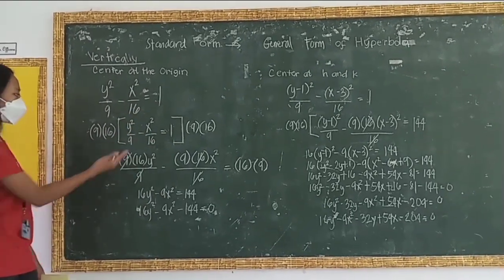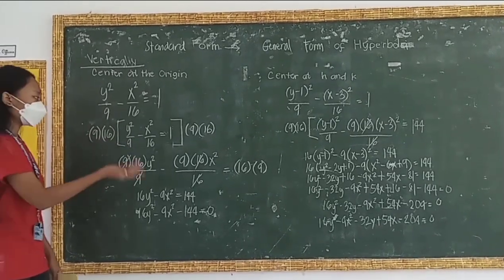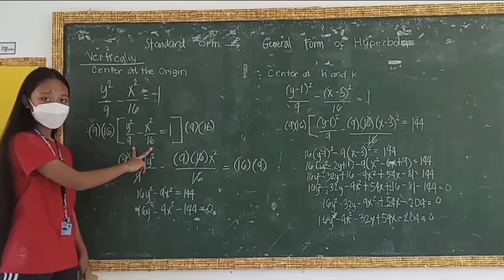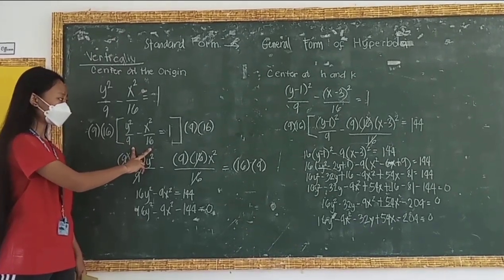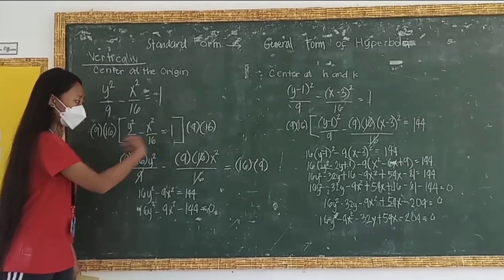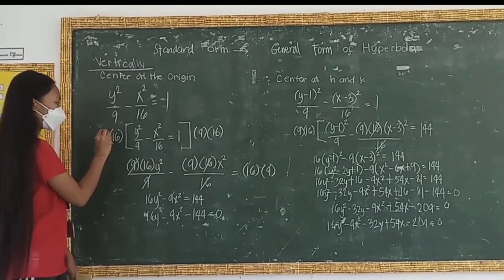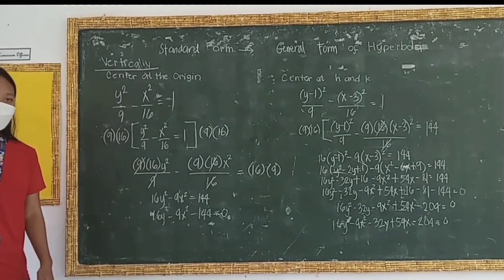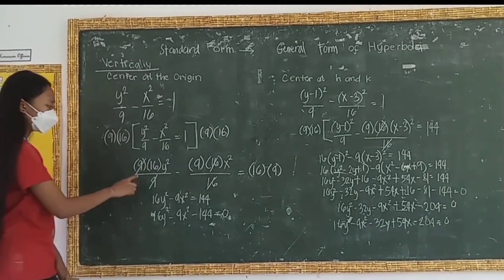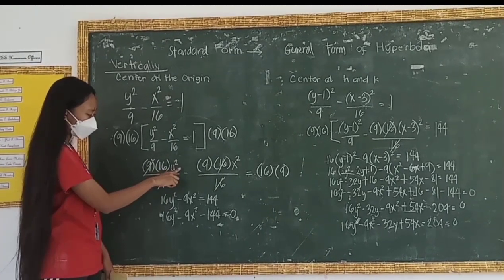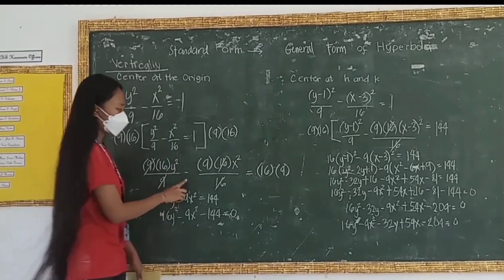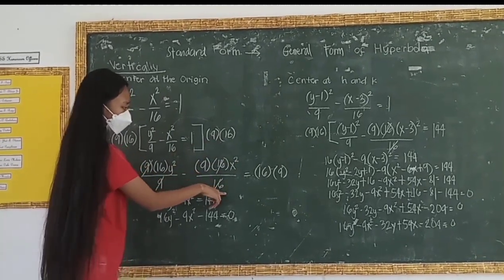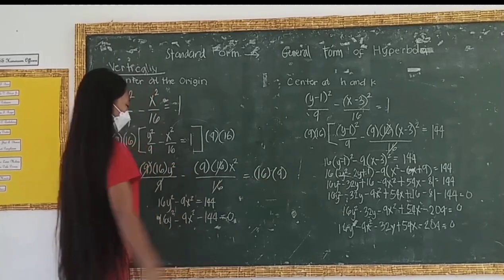So that is the equation, and we will put that here, and we will find the LCDs, and we will put the LCDs to both sides, left and right. And then we're going to multiply this here and this one here to the x. And then it will become 9 times 16y squared over 9 minus 9 times 16x squared over 16 is equal to 16 times 9.